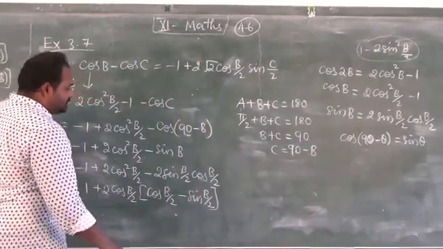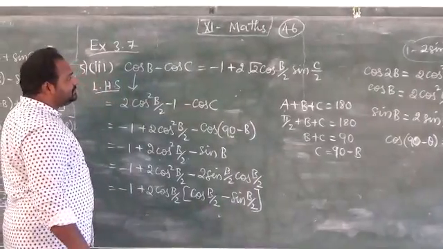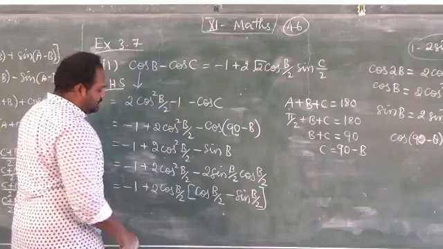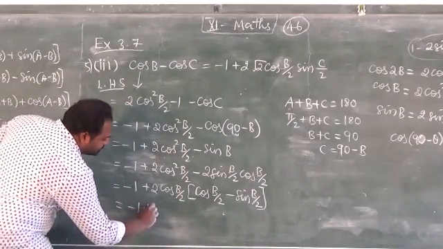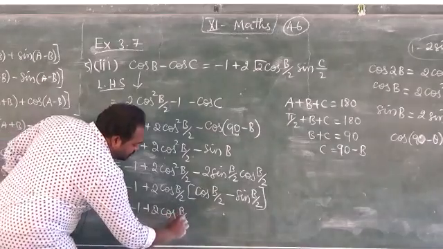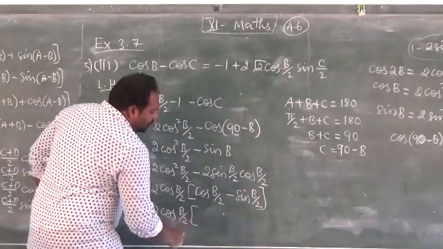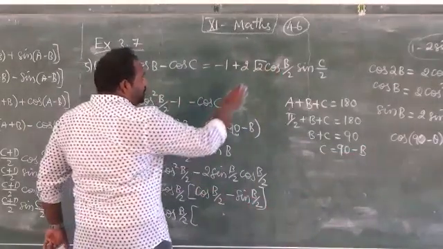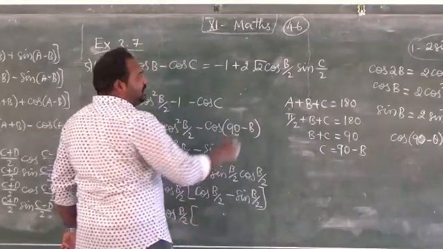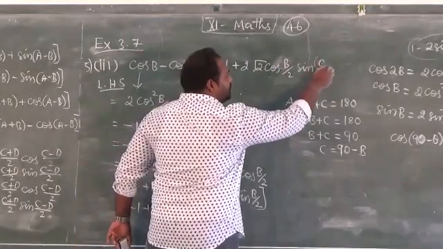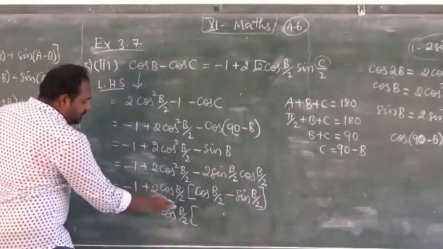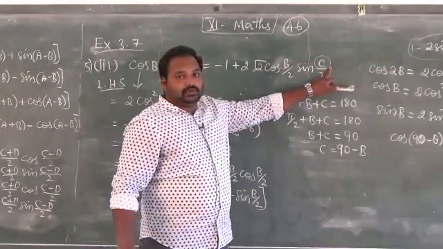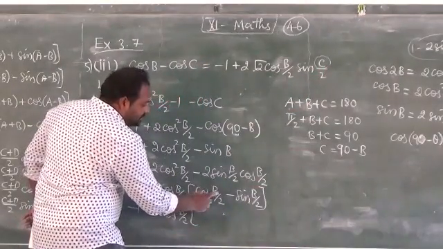So here, minus 1 plus 2 cos B by 2 into, before we change this function, look at that: in the answer we have cos B by 2 and sin C by 2 coming, isn't it? Here we have B by 2 already. So in this bracket we are supposed to bring sin C by 2. So here what is there? Here we have a B.